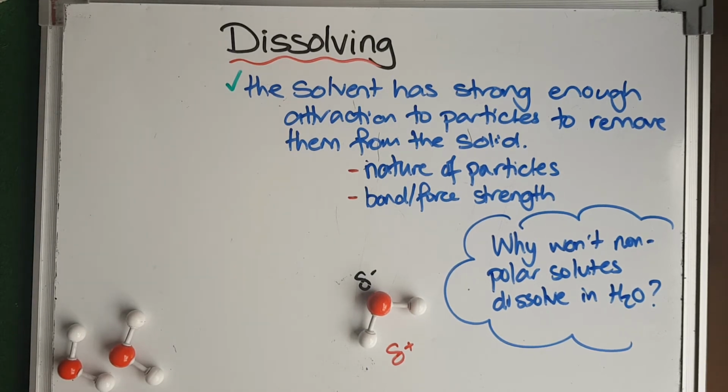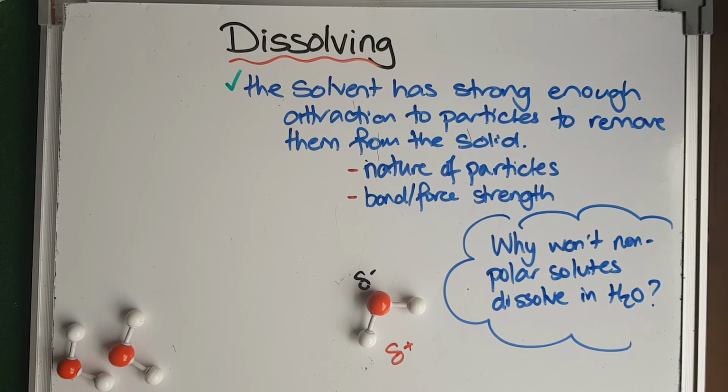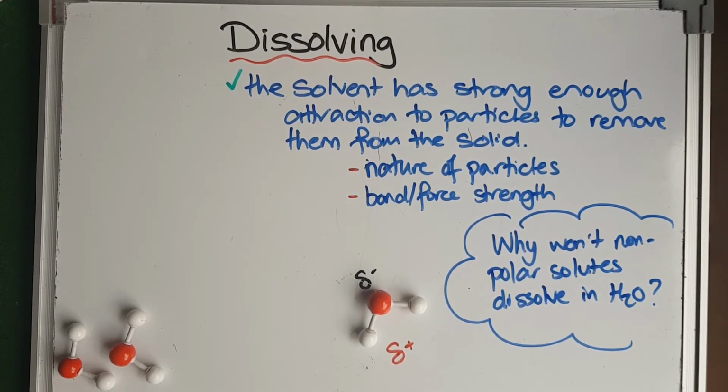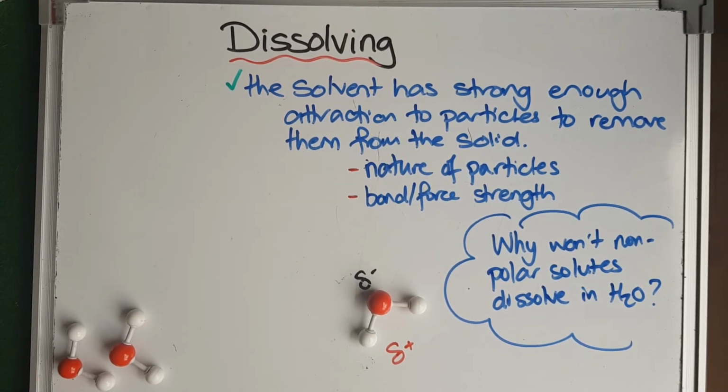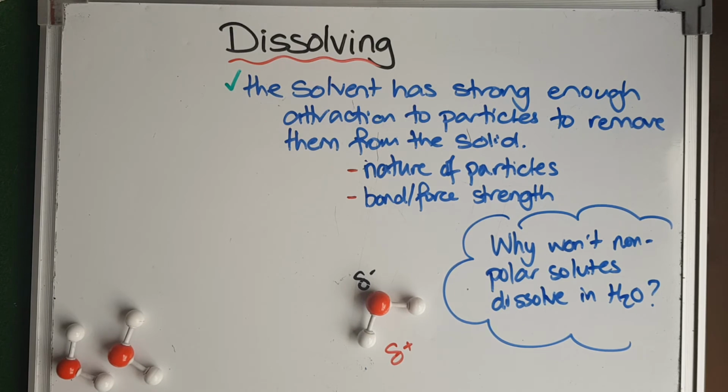So if I was to bubble ethane, I'll make ethane, so I can't bother making a double bond. If I was to bubble ethane through water, nothing happens. The ethane just evaporates out. And the reason for that is that ethane, which I'm very quickly making, is a non-polar substance. So it can only make temporary dipoles.